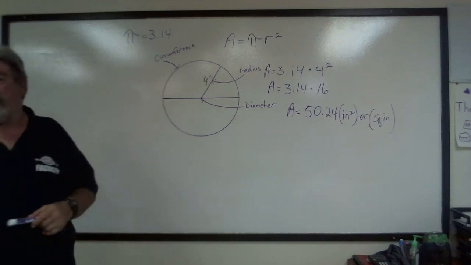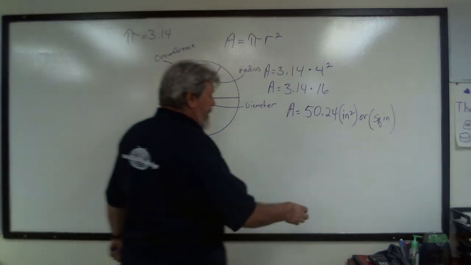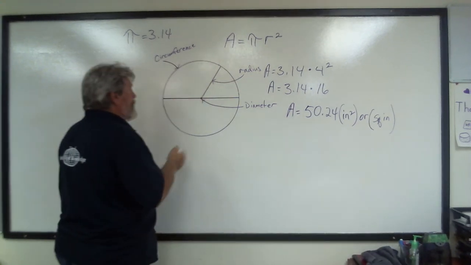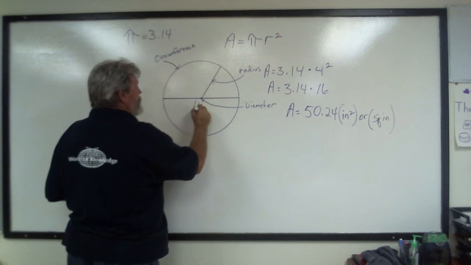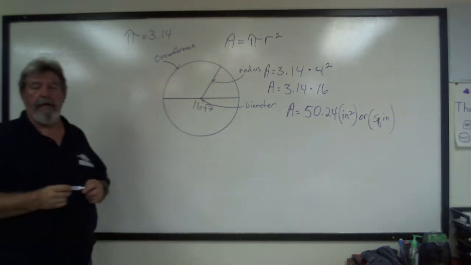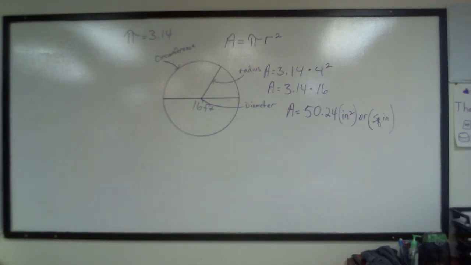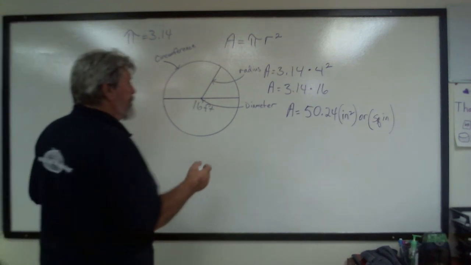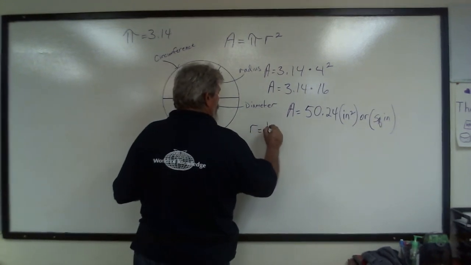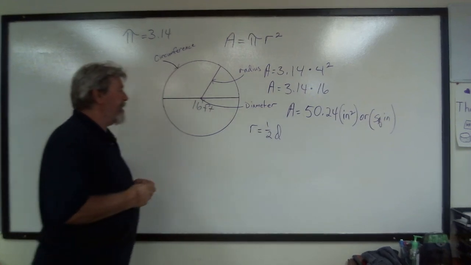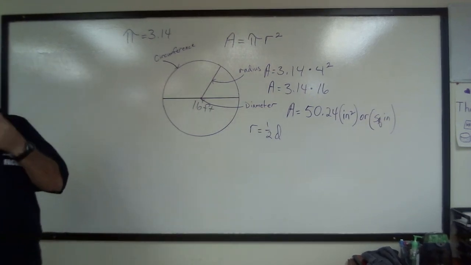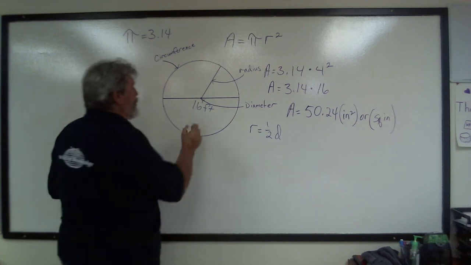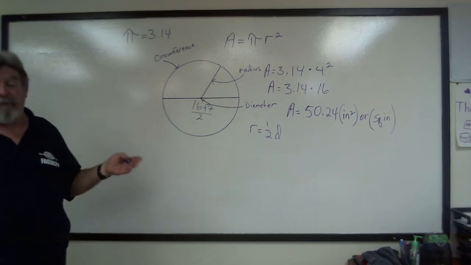So what happens if they don't give us the radius, say they give us a diameter instead? Okay, we don't have a radius on this one. They're giving us a diameter of 16. Let's go with feet this time. My diameter is 16 feet. Well, the radius is 1/2 of the diameter. So let's make that a notation here: R equals 1/2 D, and D is diameter. So if we take 1/2 of 16, we have 8. We're going to divide by 2 because the radius is 1/2 of the diameter.